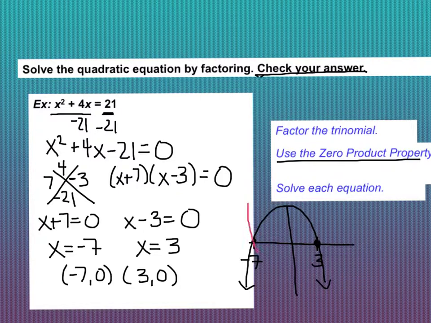Or it could turn this way. I just realized that it can't go downwards because a is a positive number, right? A is not negative, so it should be going upwards.